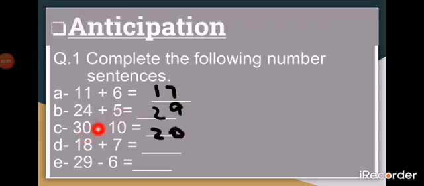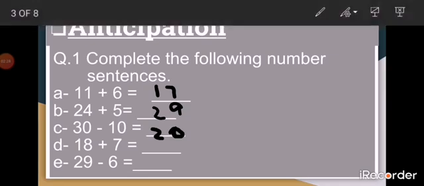Next one. 18 plus 7 is equal to dash. Again, put the bigger number 18 in mind and count on 7 numbers. 18 in mind. 19, 20, 21, 22, 23, 24, 25. Stop. The answer is 25.